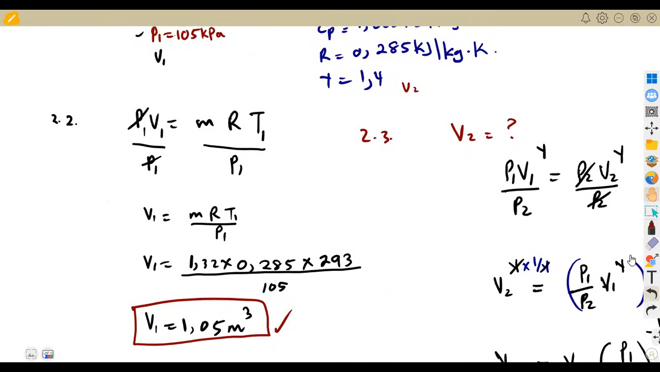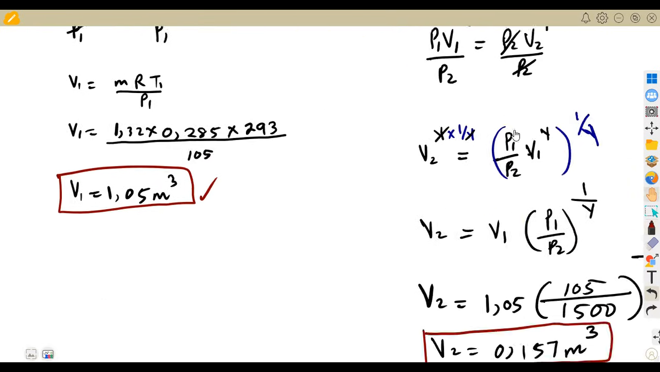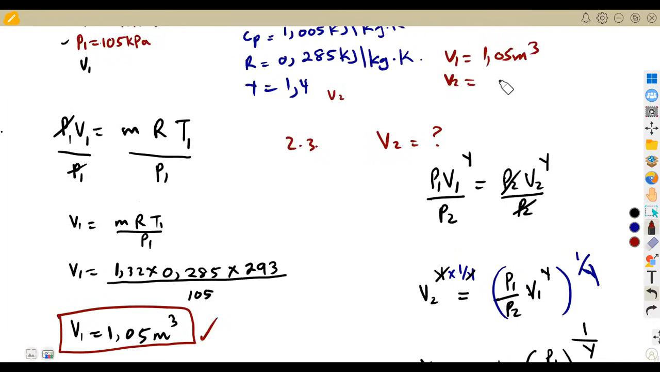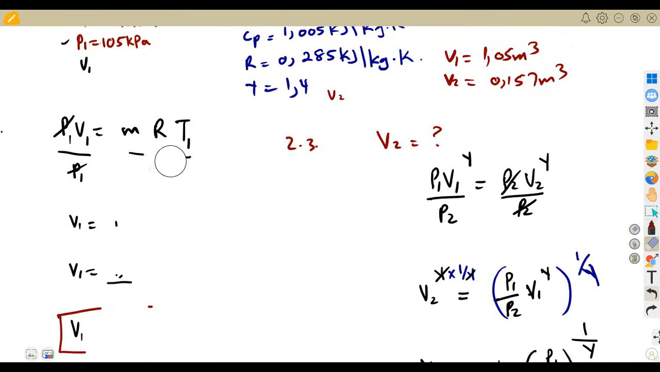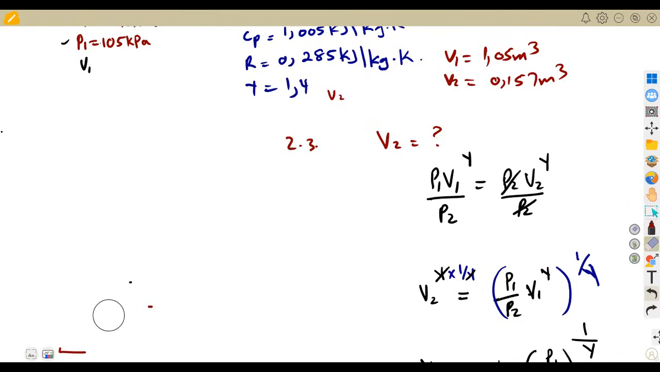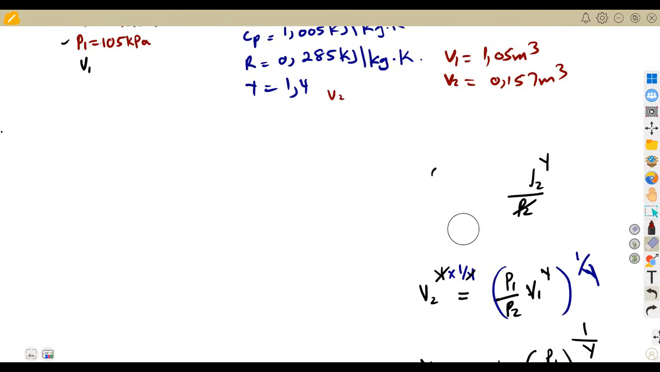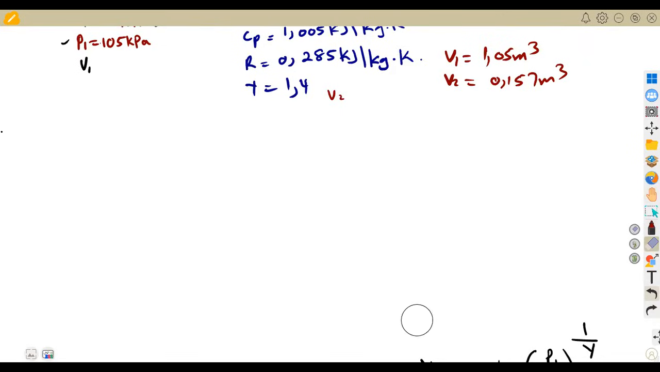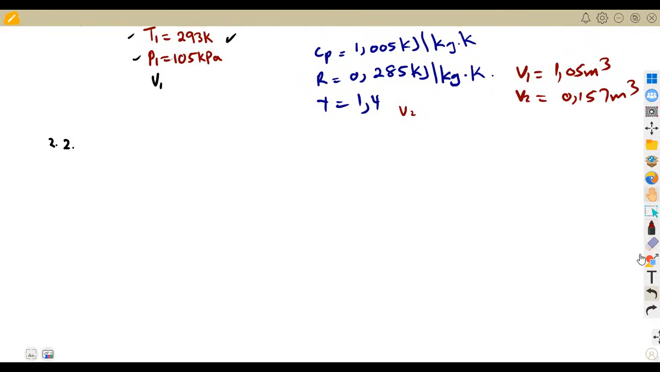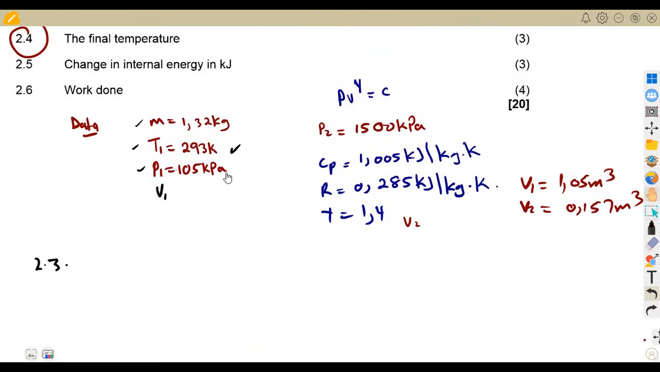All right, so let me just write here because we might need this: V1 is 1,05 cubic meters, V2 is 0,157 cubic meters. We might need these values later on. Like I said, there are so many formulas that we can consider to find T2, which is the delivered temperature in this case. So let's see which one is the best and how we can find the value of T2, which is the final temperature.